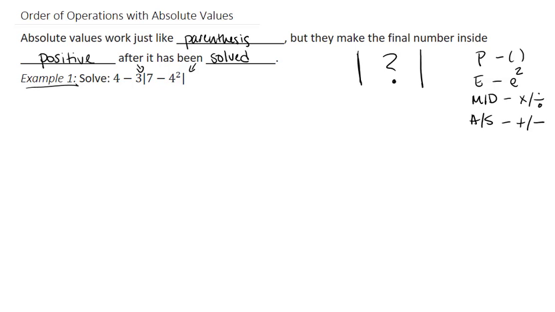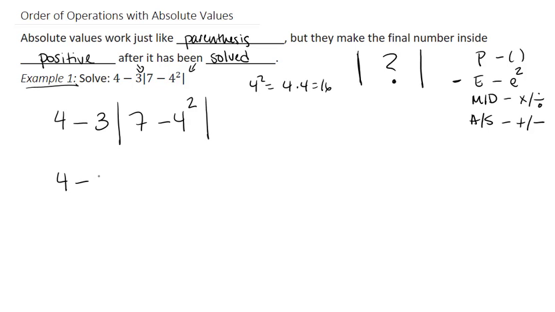So when we deal with this, we need to look inside first the parentheses, which is our absolute value sign. So let's go ahead and rewrite this. So we have 7 minus 4 raised to the second power. So inside this absolute value, we need to also follow the steps of order of operations. So we see we have subtraction and an exponent. So we need to first deal with this exponent. So 4 raised to the second power is just 4 times 4, which is 16.